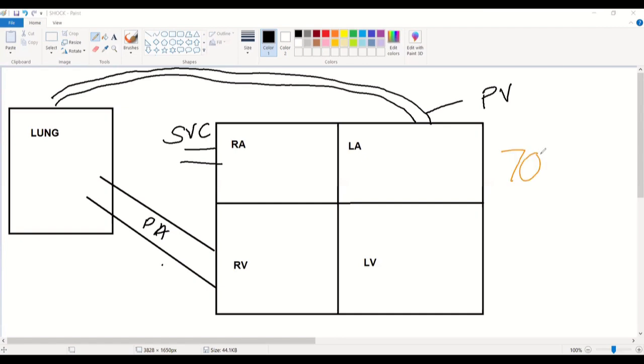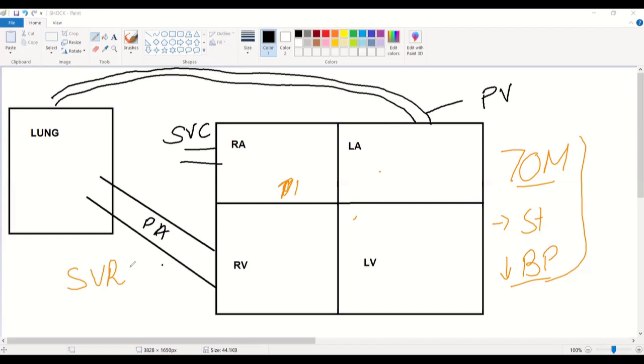Let's suppose a 70-year-old male, with ST segment elevation in the inferior leads. Blood pressure is decreased. What will you expect in SVR? What will you expect in pulmonary capillary wedge pressure? And what will you expect about cardiac output? So what are the answers?